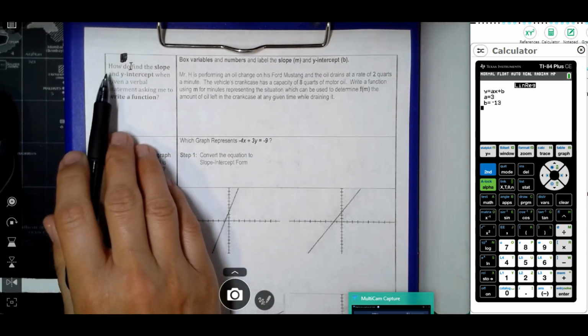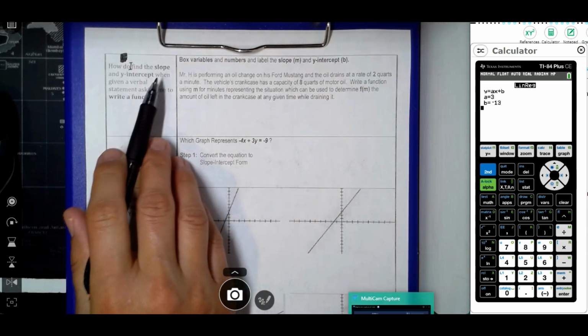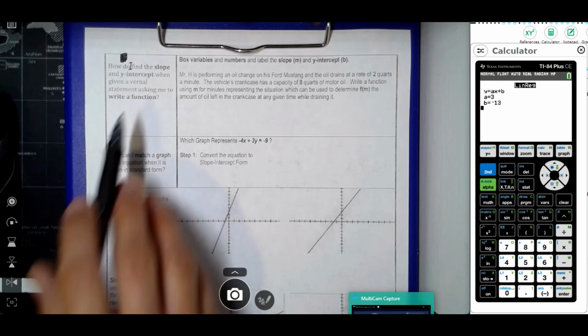Notice on this next problem, once again, it says, how do I find the slope and y-intercept when given a verbal statement asking me to write a function?